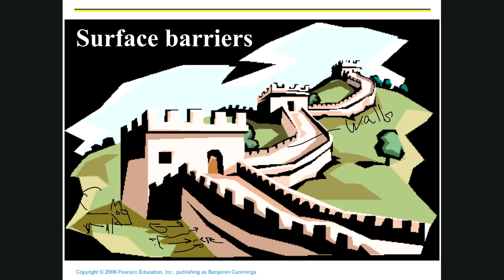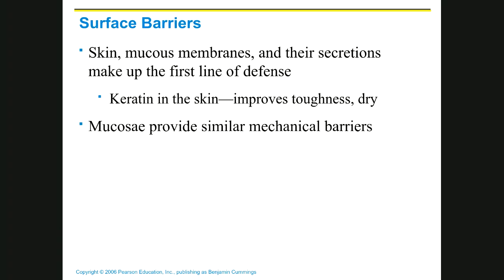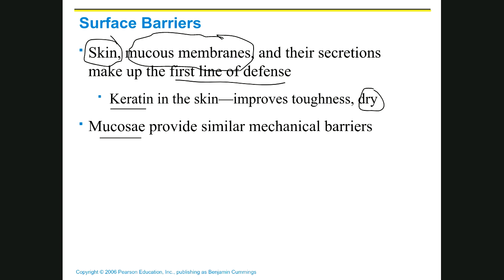And that's exactly what happens with surface barriers that we have. Skin and mucous membranes. Skin and mucous membranes are always there, which means they're very fast. They're effective. They're our first line of defense. Remember, skin has keratin in it, which makes it tough and dry. Mucous membranes, remember, they have mucus, and some of them also have cilia.